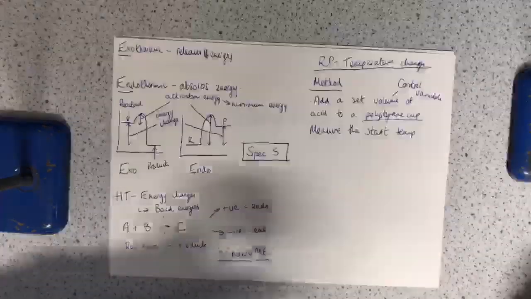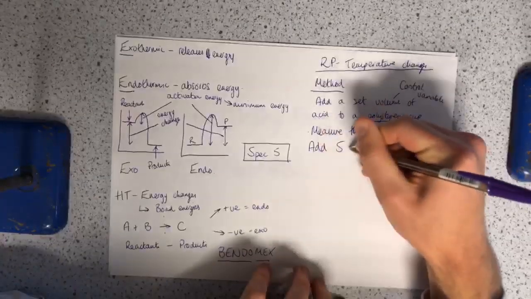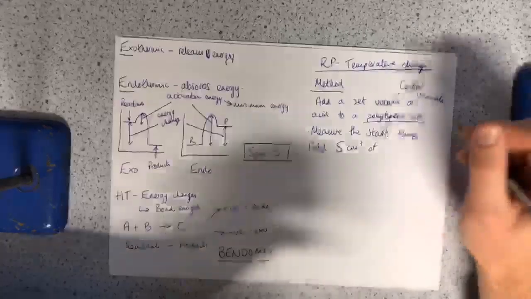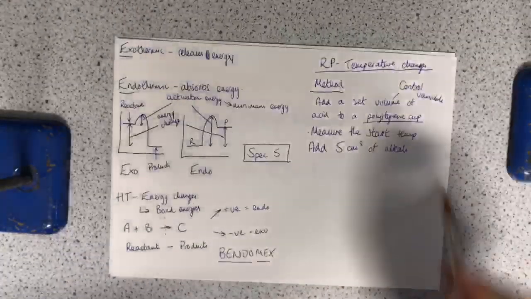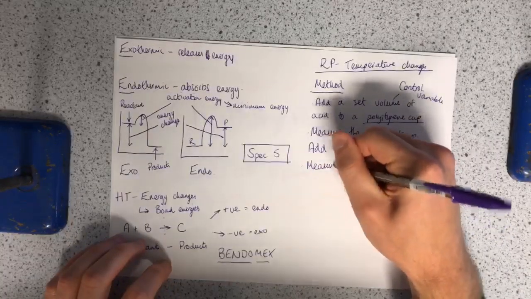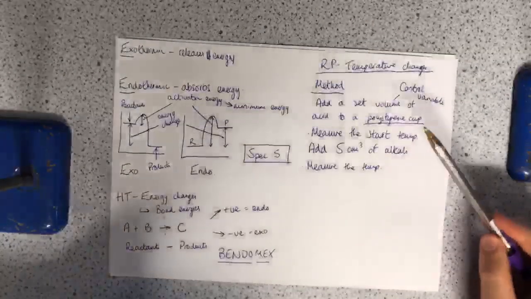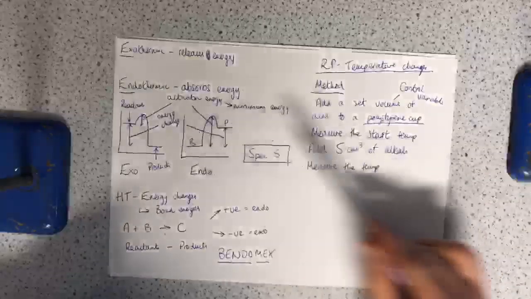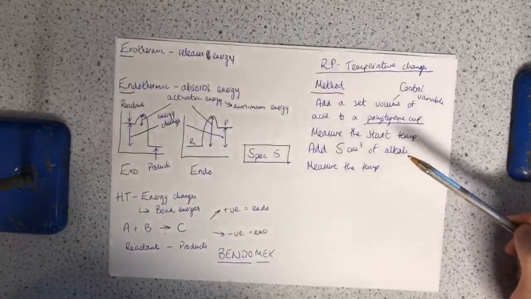And you record that, so measure the start temperature. And then after that, you add 5 centimetres cubed of whatever the alkali solution is, probably sodium hydroxide. So you add 5 centimetres cubed of the alkali, and again, measure the temperature. Now, when you add an alkali and an acid together, it's an exothermic reaction, hence it's linked to this topic. So whilst you're doing this practical, you will notice that the temperature on your thermometer starts to increase.